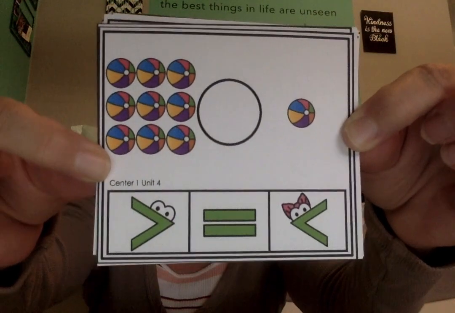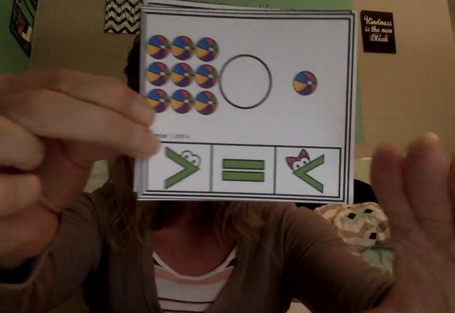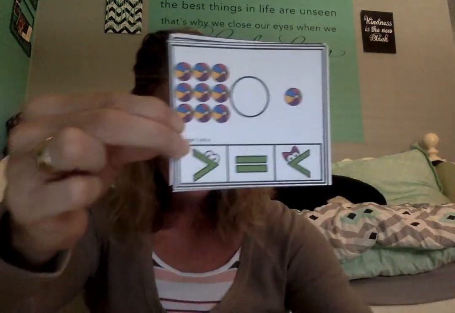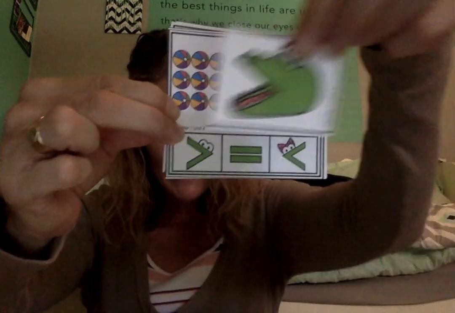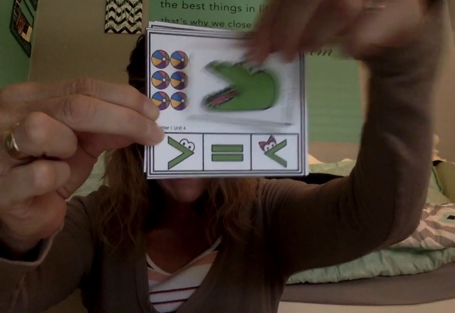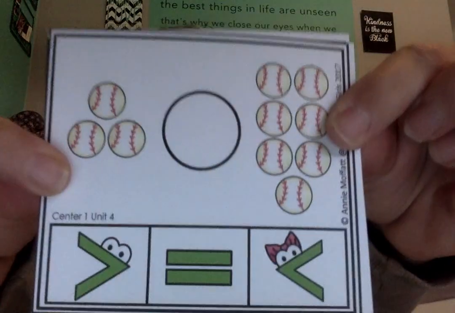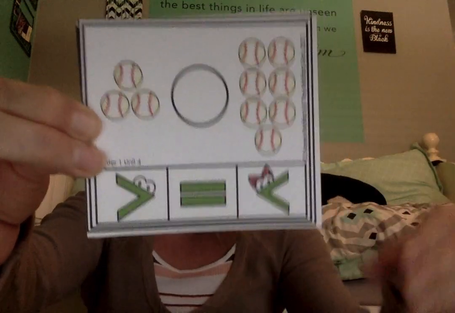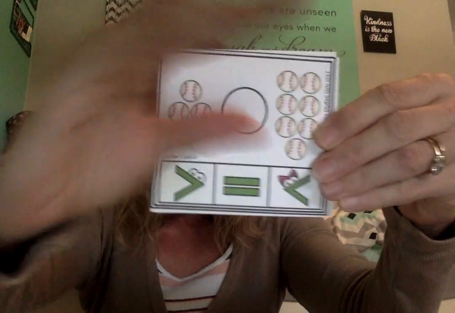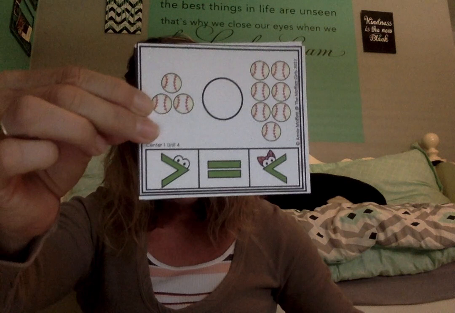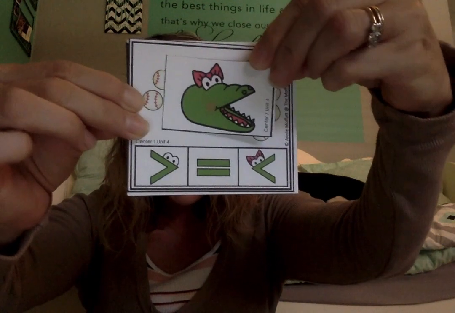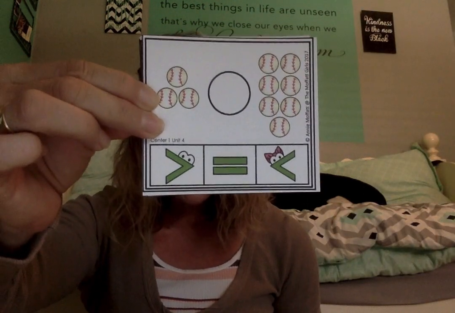Open your hand. Good. Did you gobble up this one? Gobble, gobble. Because 9 is greater than 1. Much greater. All right. What about this one? Oh, awesome. I hope it's opening this way. 3 is less than 7.